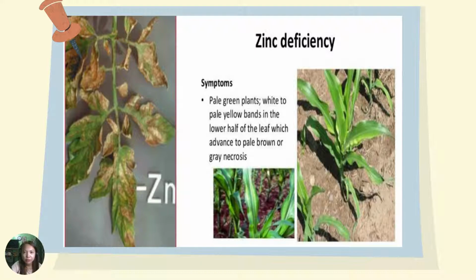So the image shows the deficiency in a corn plant. Pale green plants, white to pale yellow bands in the lower half of the leaf, which advance to pale brown or gray necrosis. Okay, so if you observe the image here, it becomes yellowish to brown. So we can easily identify whether it is lacking nutrients.